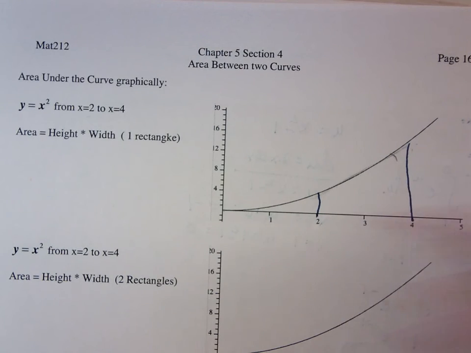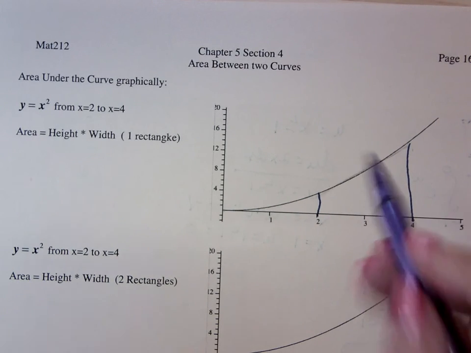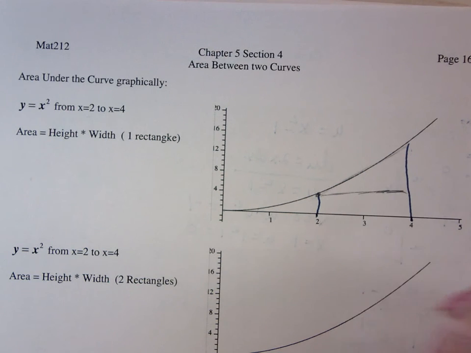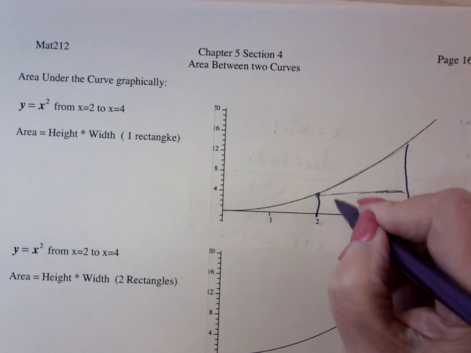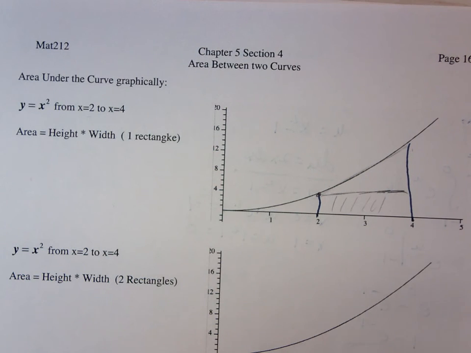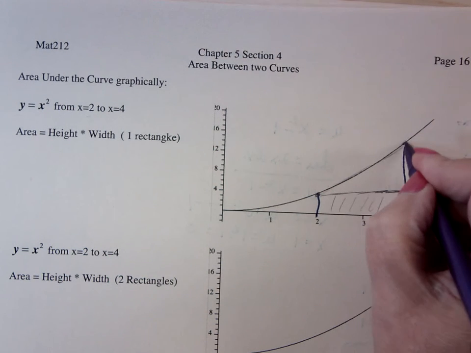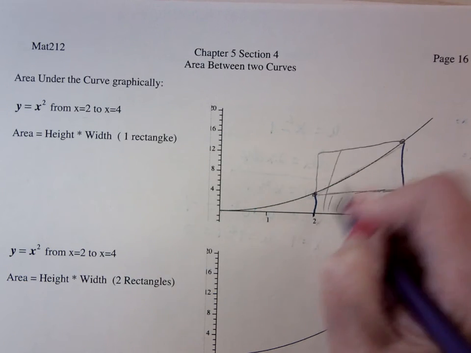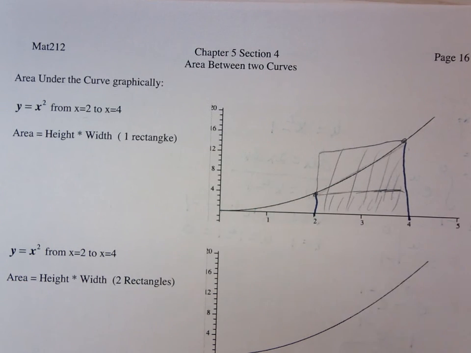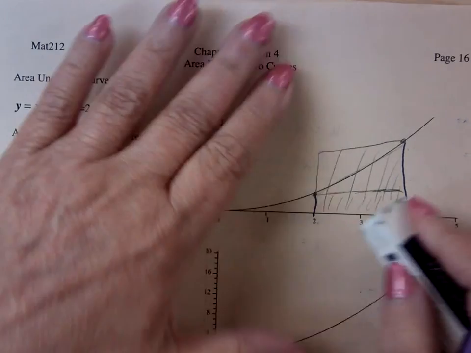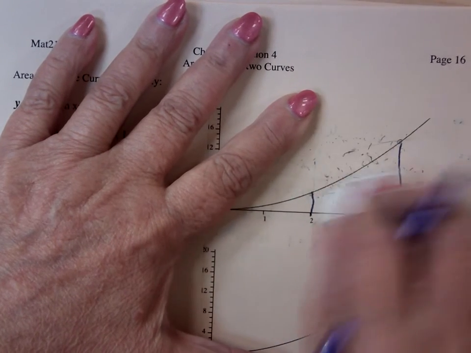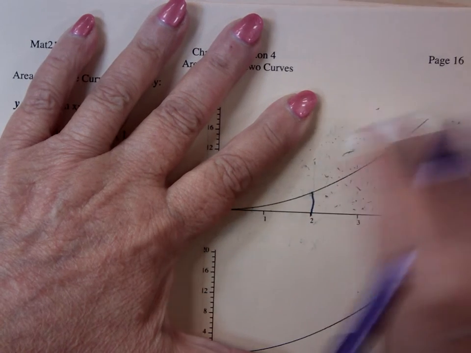Or I could do rectangles. Well, if I did a rectangle on the underneath, what you would see is the area I would find would be too small. If I would do the area and go from the top, then the area would be too big. So we want to try to do as best we can to find an estimate for the area.